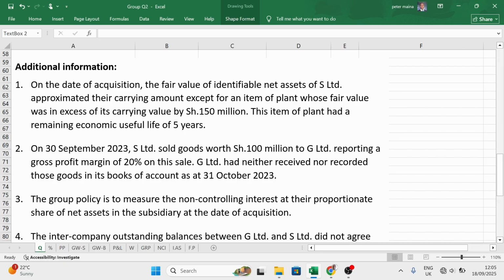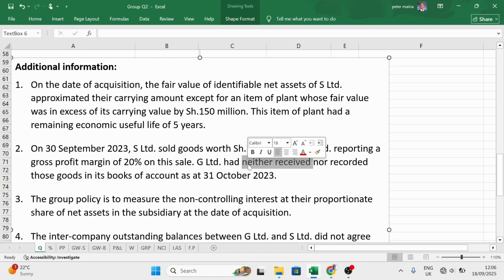On 30th September 2023, S Limited sold goods worth 100 million shillings to G Limited, reporting a gross profit margin of 20% on this sale. G Limited had neither received nor recorded those goods. So the key word here is neither received. So if G Limited had not received these goods, they become goods in transit. If the goods had been received, we would not be calculating goods in transit. So goods in transit is the whole figure of 100 million.